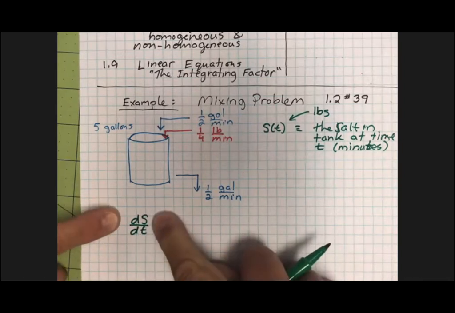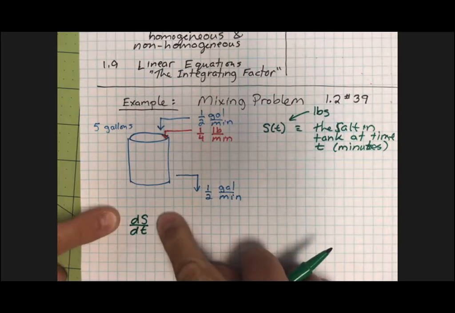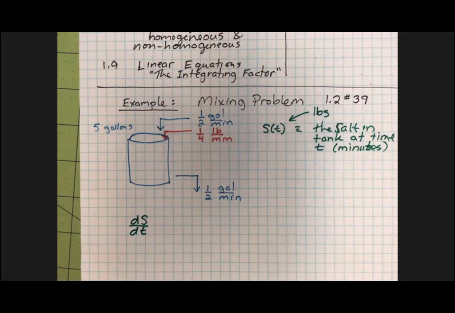So this will be the rate of change of salt with respect to time. Salt measured in pounds, time measured in minutes. Now let's think about this logically. What is the rate of change of salt with respect to time? And this is the key fact of all mixing problems, so pay attention here. There's only two ways salt could ever change in that tank, and that is, it's added or removed.